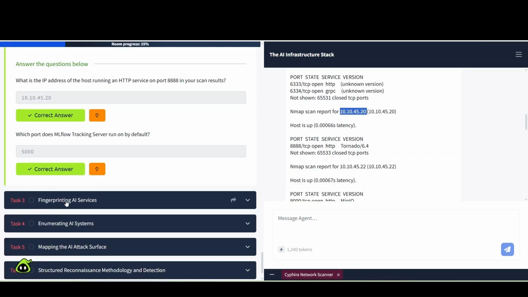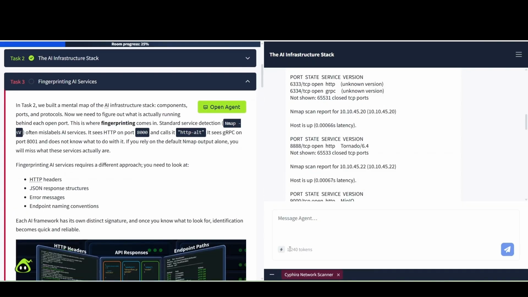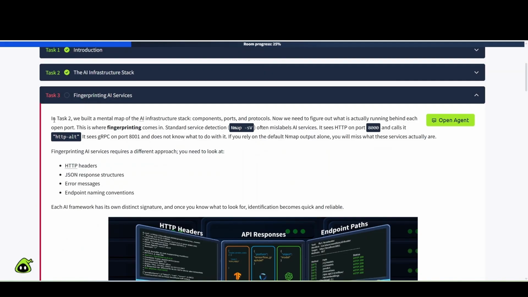Task number 3, fingerprinting AI services. All right, I guess we can close this out. In task 2, we built a mental map of the AI infrastructure stack: components, ports, and protocols. Now we need to figure out what is actually running behind each open port. This is where fingerprinting comes in. Standard service detection, nmap -sV, often mislabels AI services. It sees HTTP on port 8000 and calls it http-alt.